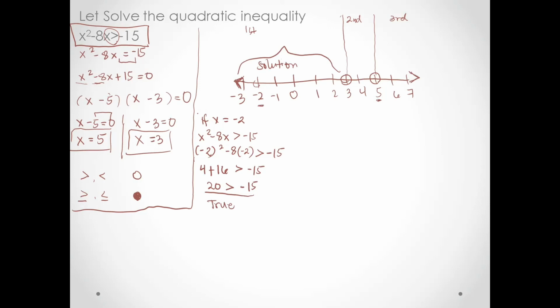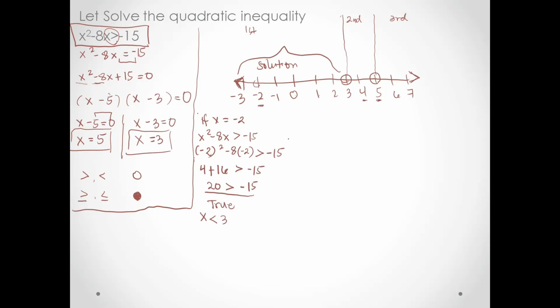So, therefore, the value of x is less than 3. Since it is less than 3, the values are 2, 1, 0, and negative numbers. Next, let's check the values in the second region. Let's try to use positive 4.